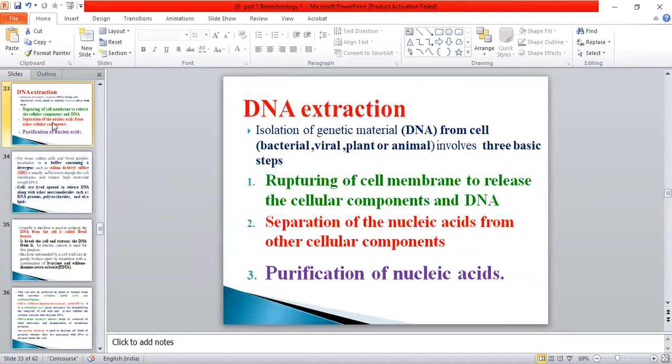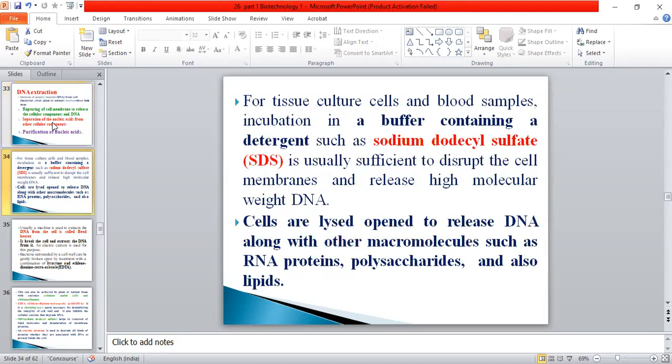DNA extraction: you have to do three things, the rupture of the cell membrane, the separation of the nucleic acid, and the purification of the nucleic acid. Next, we use a buffer containing detergent called sodium dodecyl sulfate. Then the molecules are easily separated, and protein molecules, RNA molecules, polysaccharides and lipids can also be easily isolated by this method.